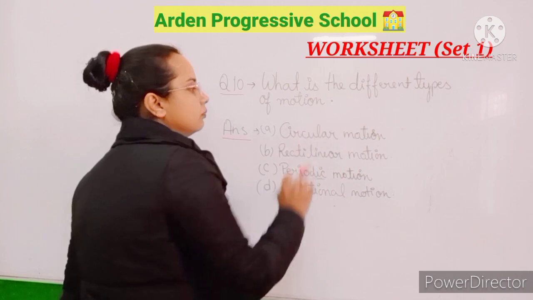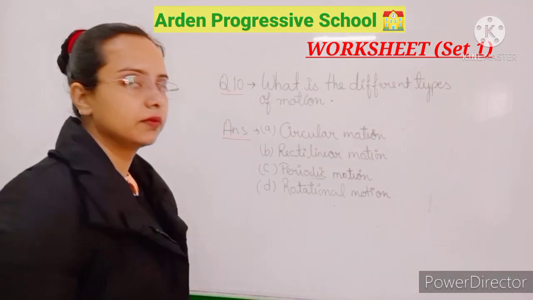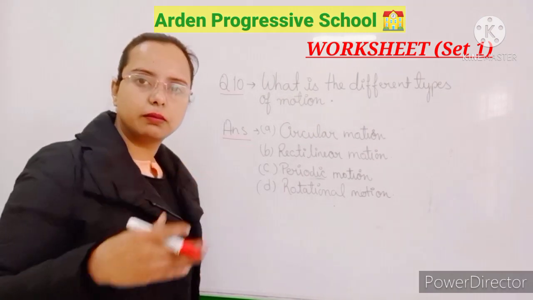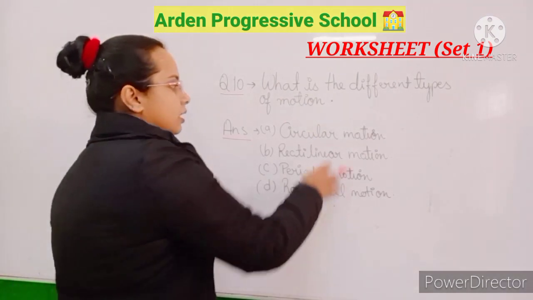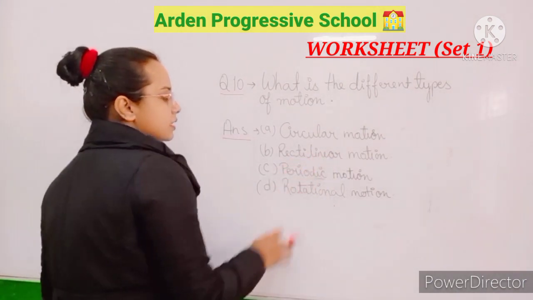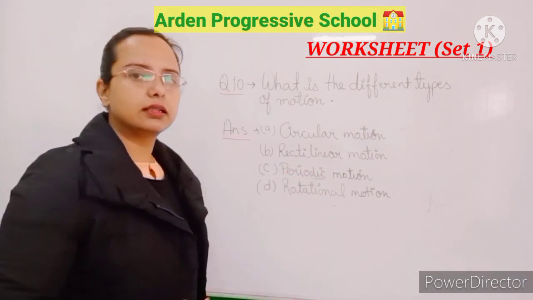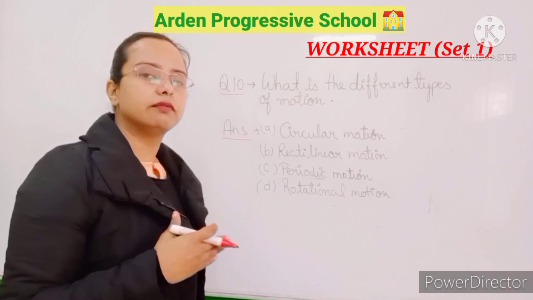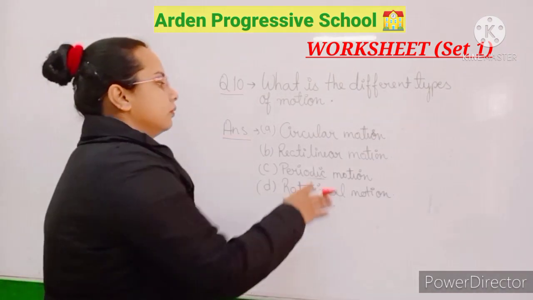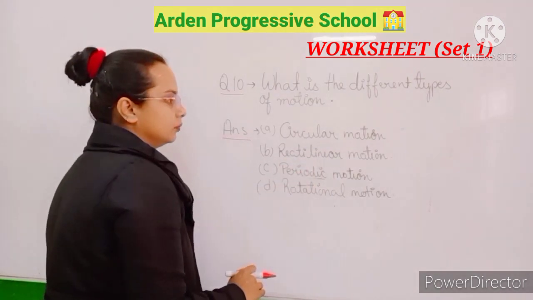So what is circular motion? Circular motion is the motion in which an object moves in a circular path. Next is rectilinear motion. What is rectilinear motion? It is a motion in which the object moves in a straight path only. So that is rectilinear motion.